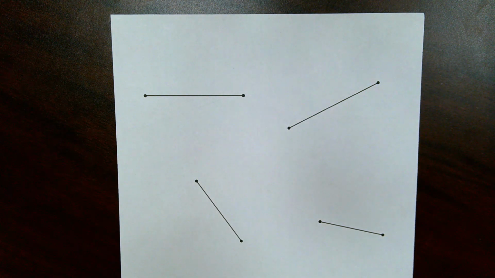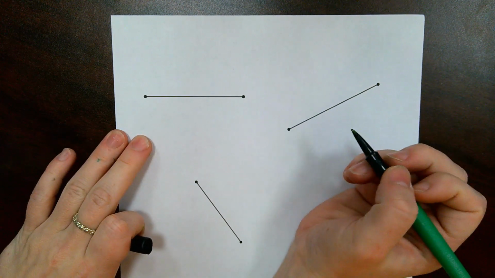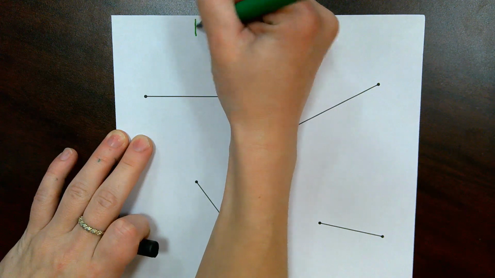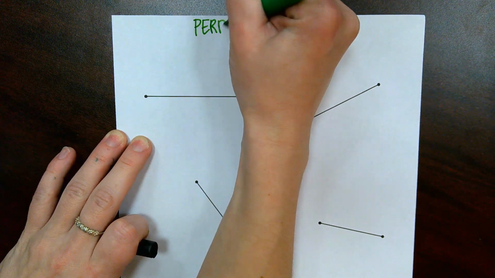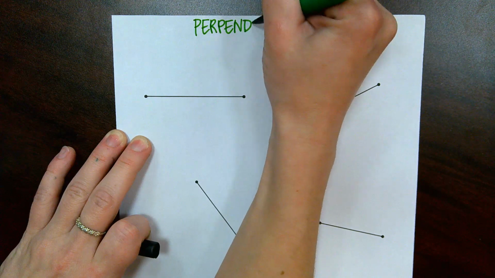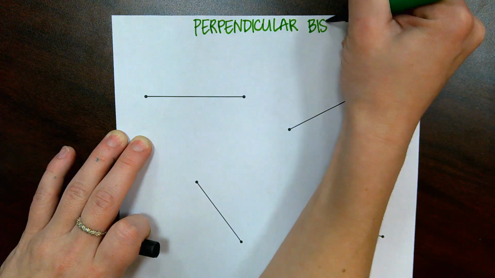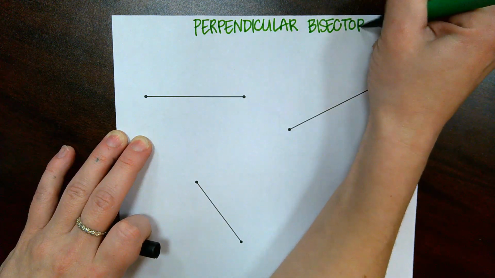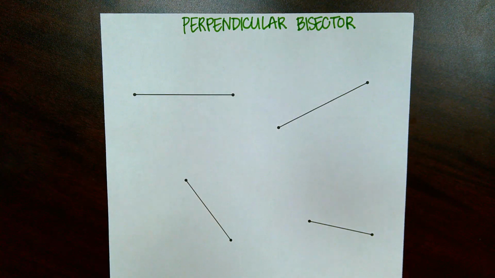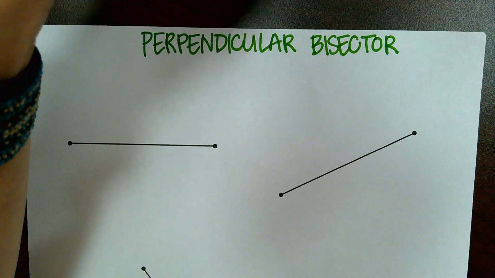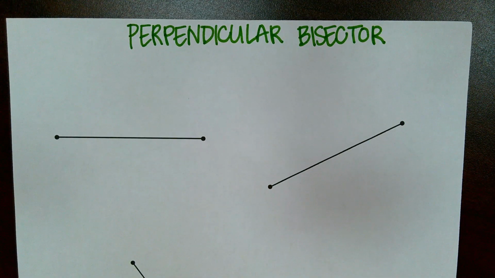And we are going to be constructing what is called a perpendicular bisector today. So I'm going to write up here, perpendicular bisector. So, a perpendicular bisector. Can anybody guess, based off of what those two words mean that we just learned, does anybody have any idea what a perpendicular bisector might be? What it might look like? Any ideas?